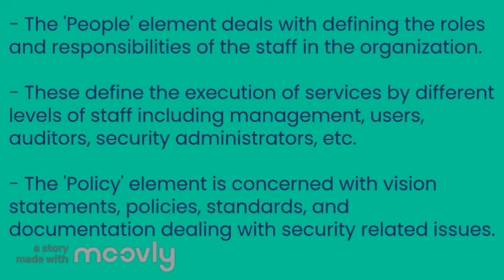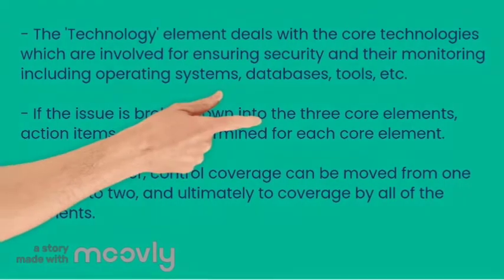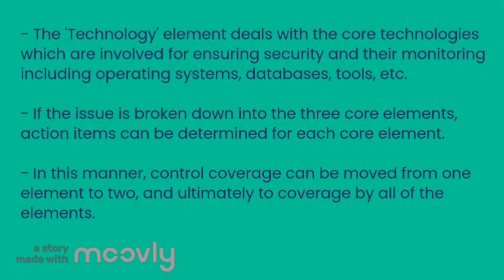The people element deals with defining the roles and responsibilities of the staff in the organization. These define the execution of services by different levels of staff, including management, users, auditors, security administrators, etc. The policy element is concerned with vision statements, policies, standards, and documentation dealing with security-related issues. The technology element deals with the core technologies which are involved for ensuring security and their monitoring, including operating systems, databases, tools, etc.